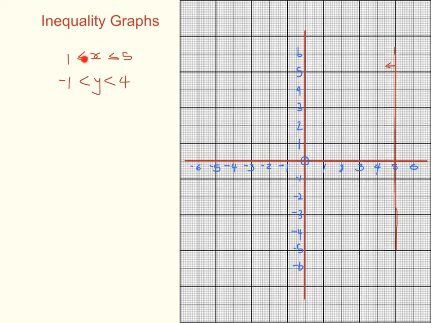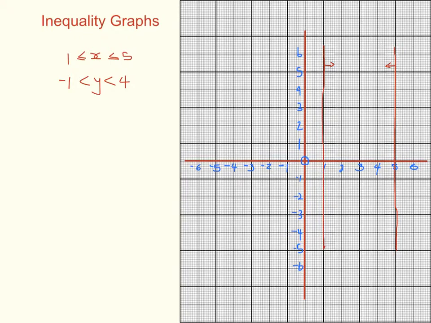Now x is greater than 1. So x is 1 just there. So I will go solid line straight up that one as well. And because x is greater than or equal to 1, we're going to go on the right hand side. Okay, and we do use a solid line because of the greater than or equal to.